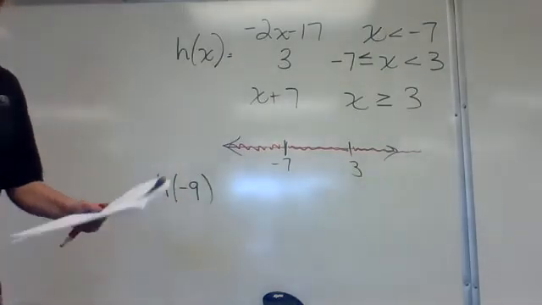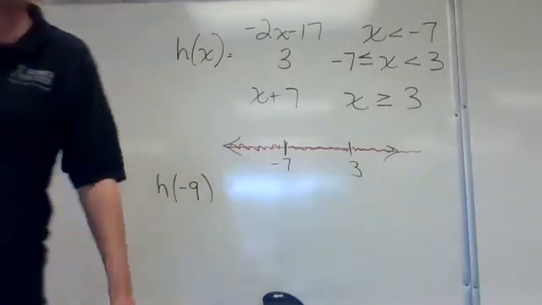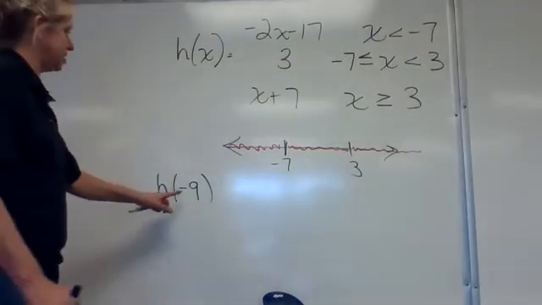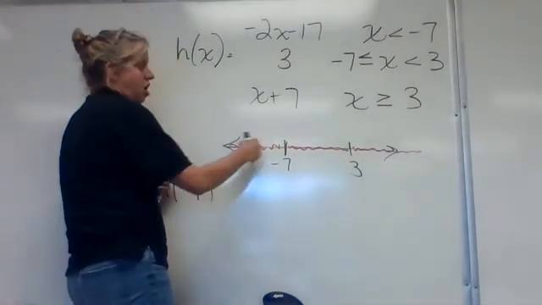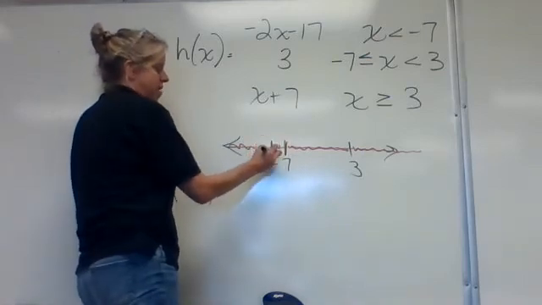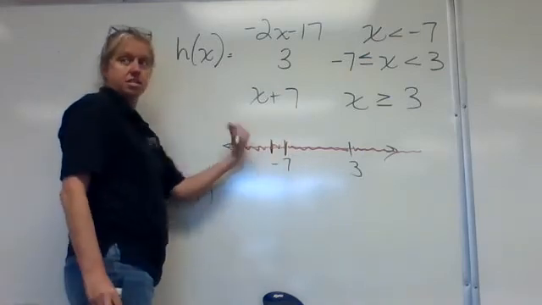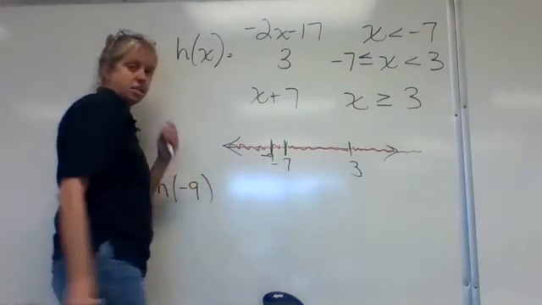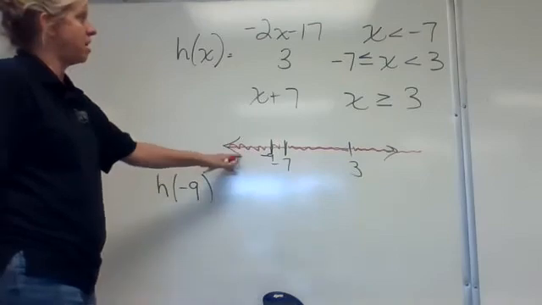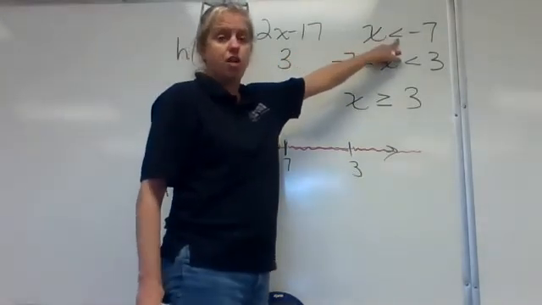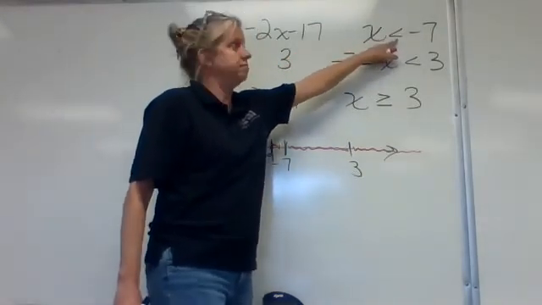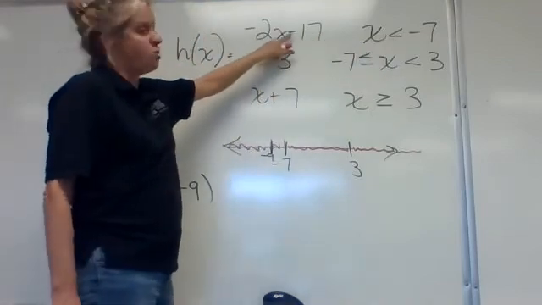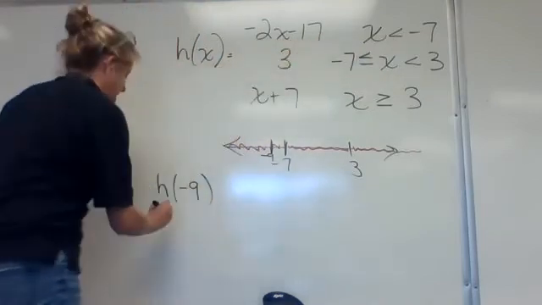The first one I'm doing is h of negative 9. What that means is, where is negative 9 on this number line? It would be right here, wouldn't it? It'd be less than negative 7. Right? Negative 9 is below negative 7 on the number line. So it's in that top first piece, which is what? Negative 2x minus 17.